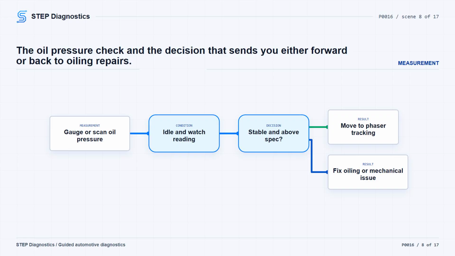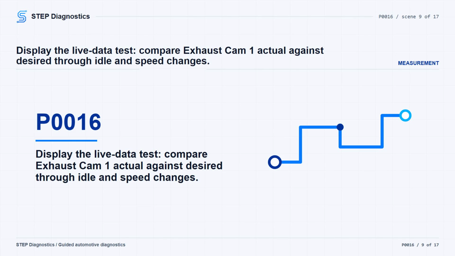If pressure is not stable and above 14.0 psi, repair the oiling or mechanical condition, such as an oil drainback problem, sludge, a damaged oil pump, pickup tube, or seal. Then verify the repair. With oil and basic mechanical checks out of the way, verify the active condition by watching exhaust cam 1 actual position against desired position. Start at idle, then compare the two values at several engine speeds. Raise engine speed quickly and hold it steady for up to 30 seconds. Then lower engine speed and hold it steady above idle, off the lock pin, for up to 30 seconds.